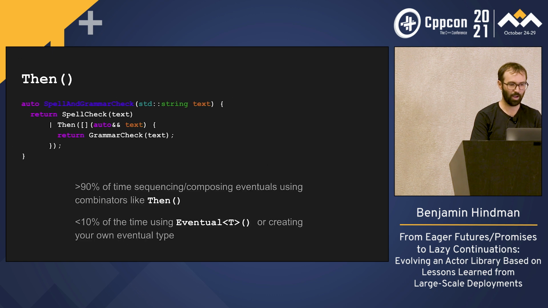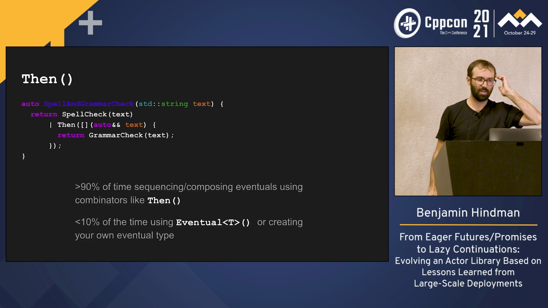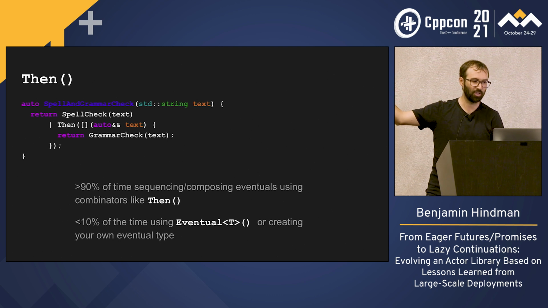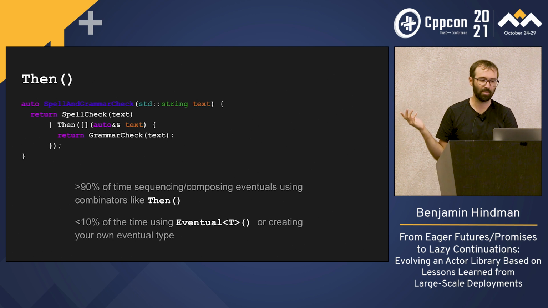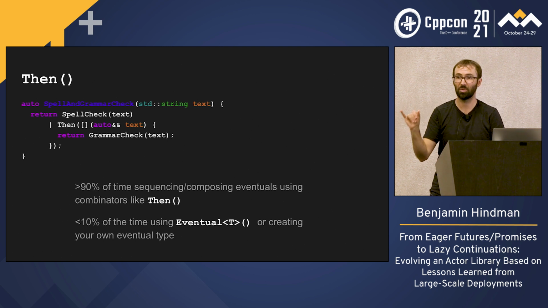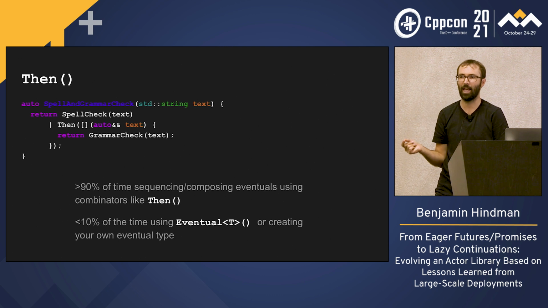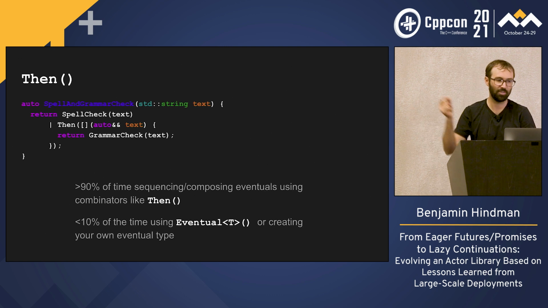Okay? All right, so in our experience, 90% of the time when you're writing code like this, you're sequencing or composing eventuals using combinators like then. Examples like this. Less than 10% of the time are you actually using the eventual. It's when you're working with the lower level systems that are doing the asynchronous stuff. So most of the time, you're never even working with a K. You don't even care about a K. You're just using thens and texts.